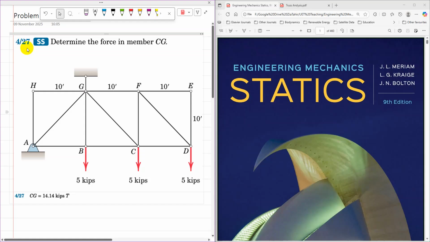This video tutorial is the solution to problem 4-27 from Engineering Mechanics Statics, 9th edition. The statement of the problem is: determine the force in member CG. So a force in a single member is required, CG. The best method to analyze this truss is the method of sections.